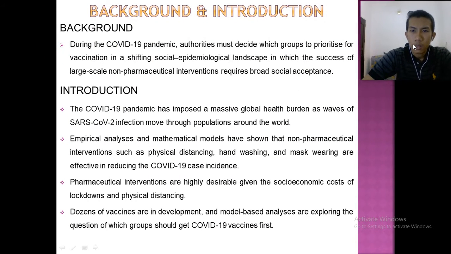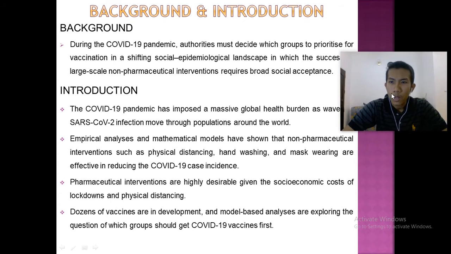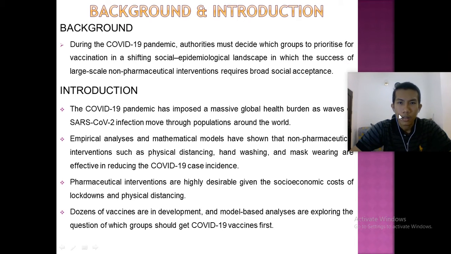So first of all, I will explain about the background and the introduction. For the background, during the COVID-19 pandemic, authorities must decide which group to prioritize for vaccinations in a shifting social epidemiological landscape, in which the success of large-scale non-pharmaceutical intervention requires broad social acceptance.